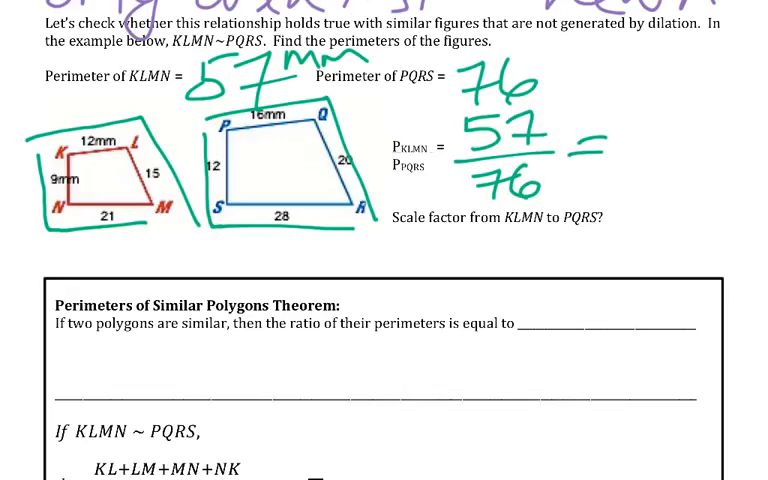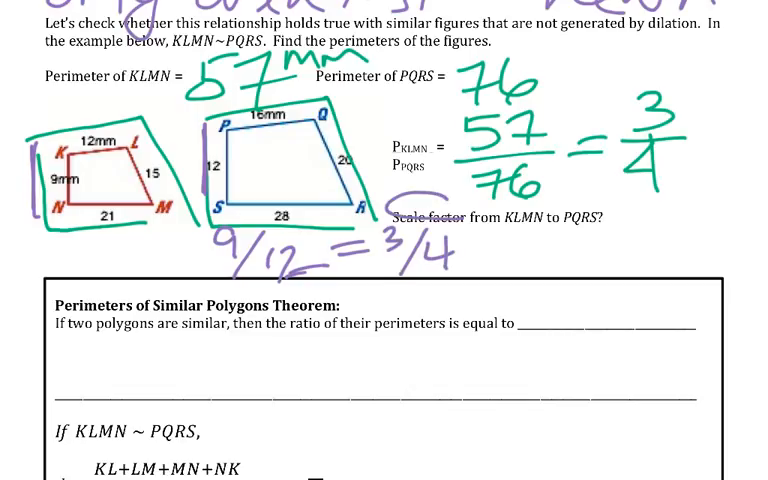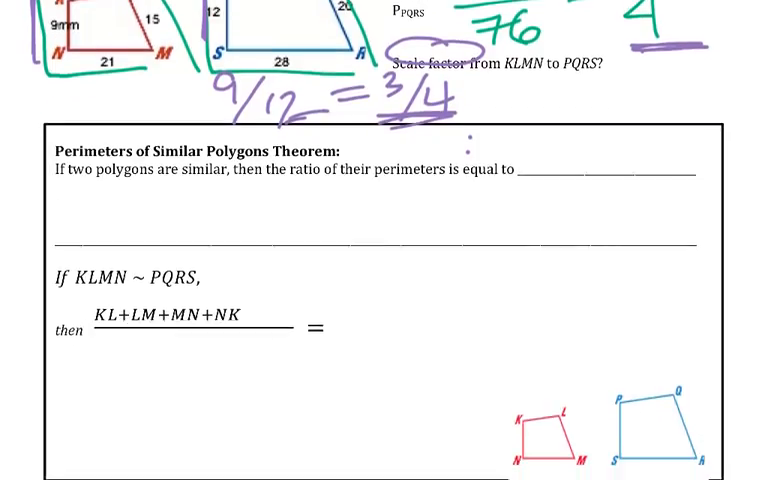Let's see what that simplifies to. Well, it simplifies to 3 over 4. You could either do that mentally or you could have used a calculator. Let's take a look. What was the scale factor for KLMN to PQRS? Well, we had 9 to 12, and 9 over 12 simplifies to 3 over 4. So the scale factor of the sides, 3 over 4, is the same as the scale factor for the perimeters. The ratios are the same. So the relationship we noticed in our dilation activity holds up for any similar figures. So let's formalize that idea.